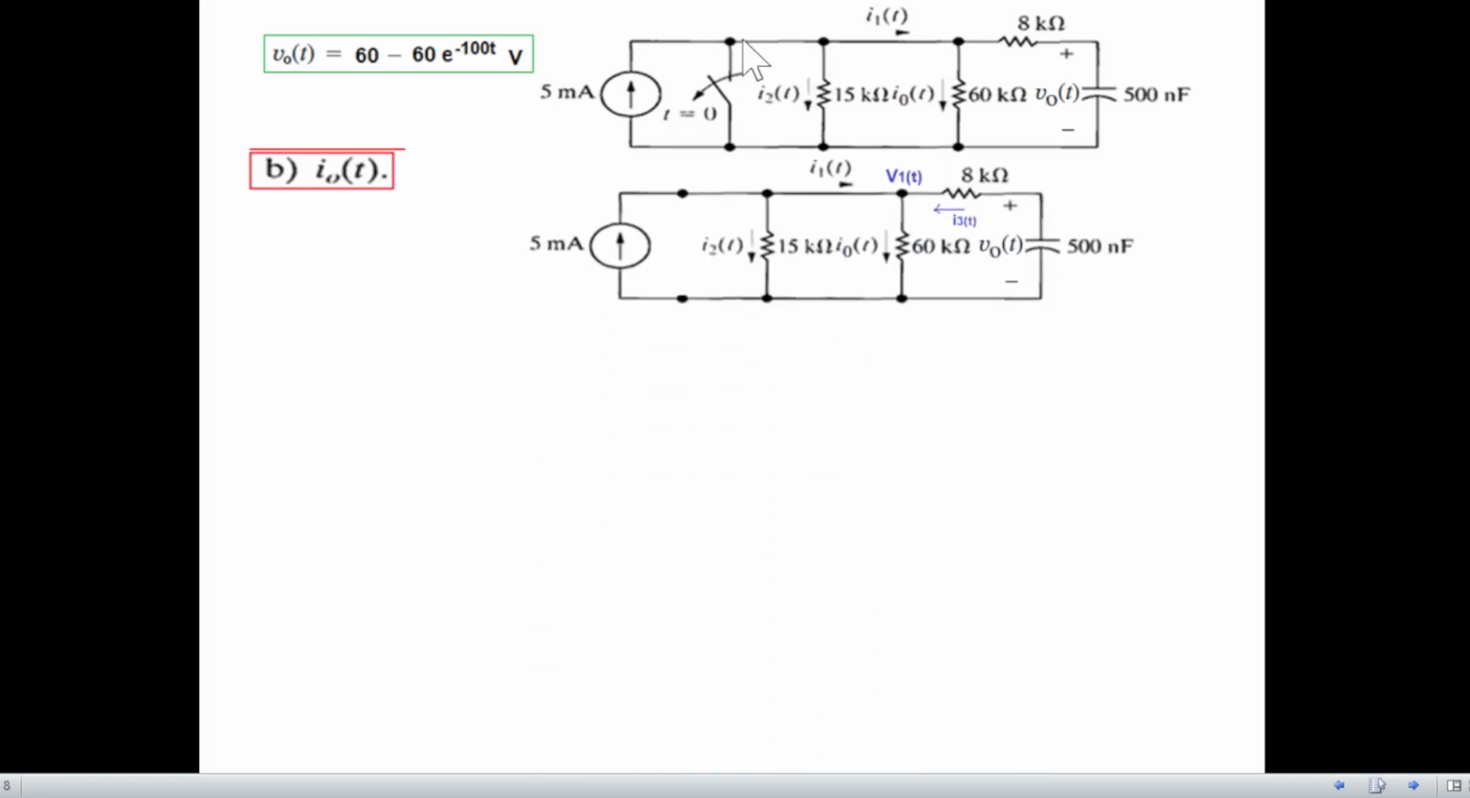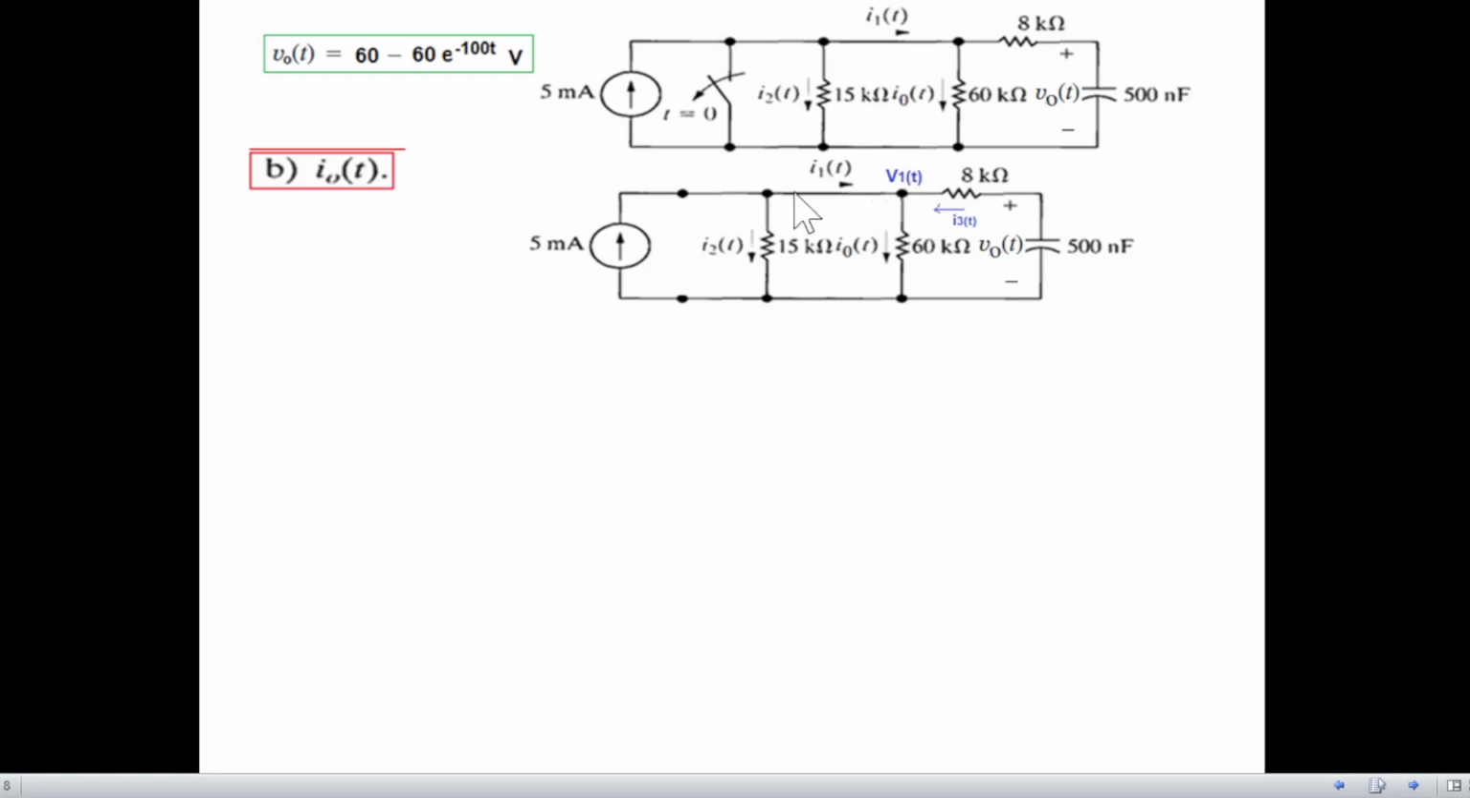And I'm just eliminating this to keep the circuit simple. So this is the one. And a couple of things I have added. I am naming this current to be I3T, and also I'm naming this node to be V1T.